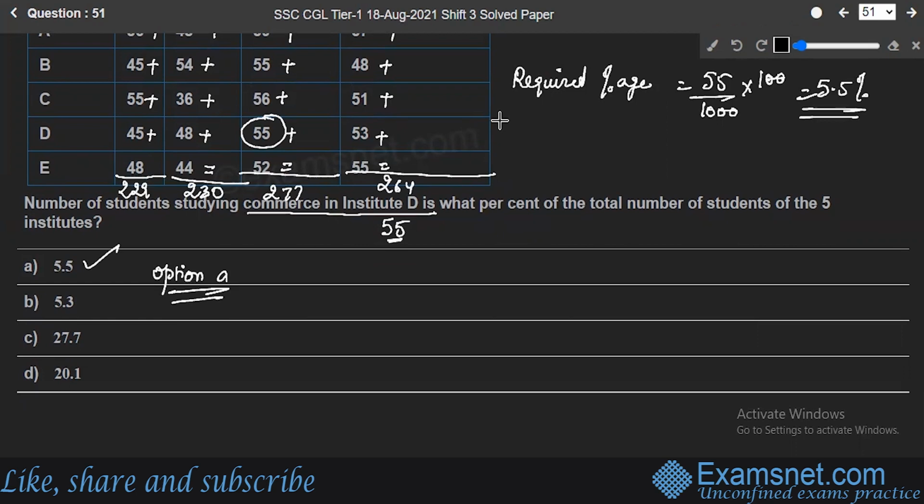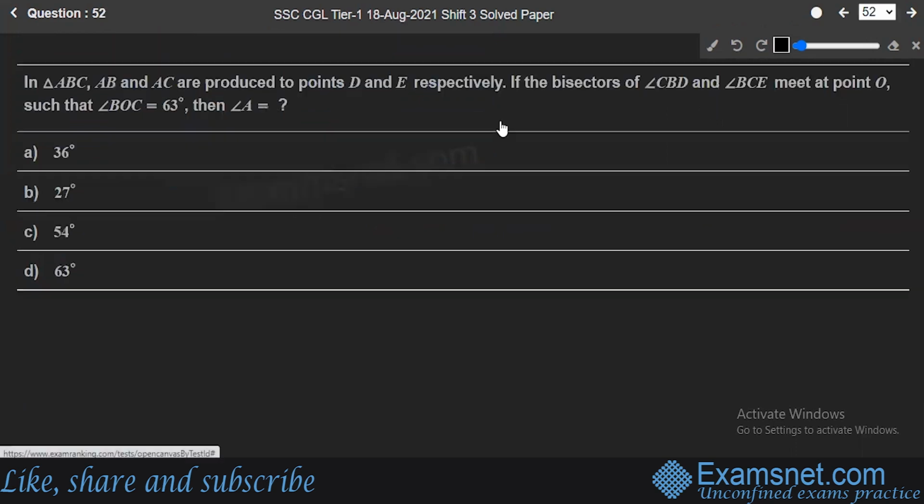Let's move to the next question, number 52. In a triangle ABC, AB and AC are produced to points D and E respectively. If the bisectors of CBD and BCE meet at O such that BOC is 63, you have to find out angle A.